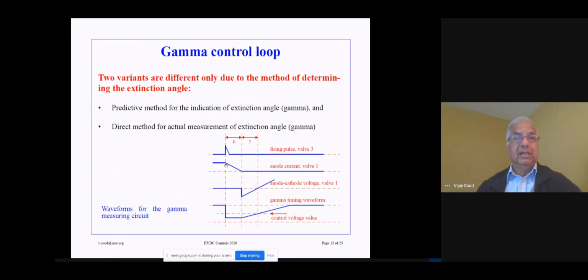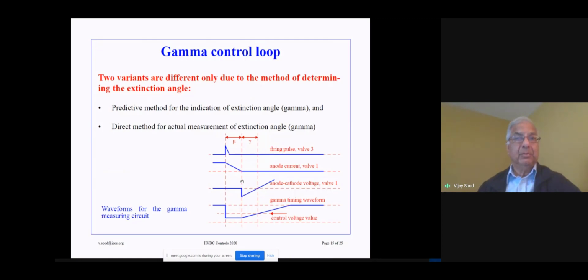So the commutation angle, as soon as the valve 3 firing pulse is given, then the current in the valve number 1 starts to be taken down. It goes down to 0, and this period over here, for that current to go down from 1 per unit value to 0, is the commutation angle for that valve. This is the anode to cathode voltage, the valve voltage for valve 1. So once the current has gone down, now the reverse voltage is seen.